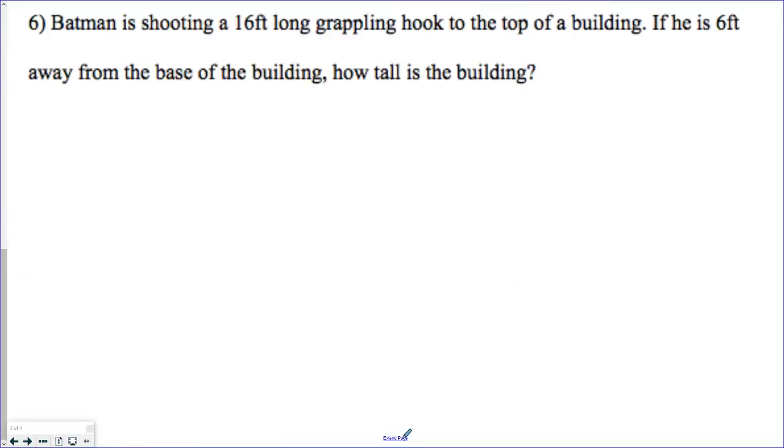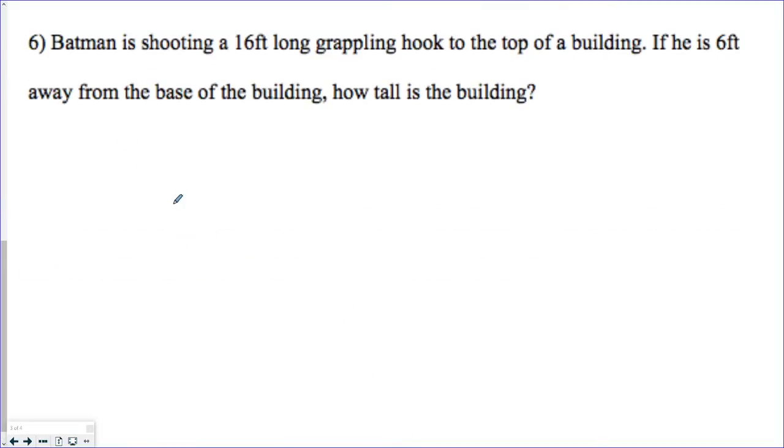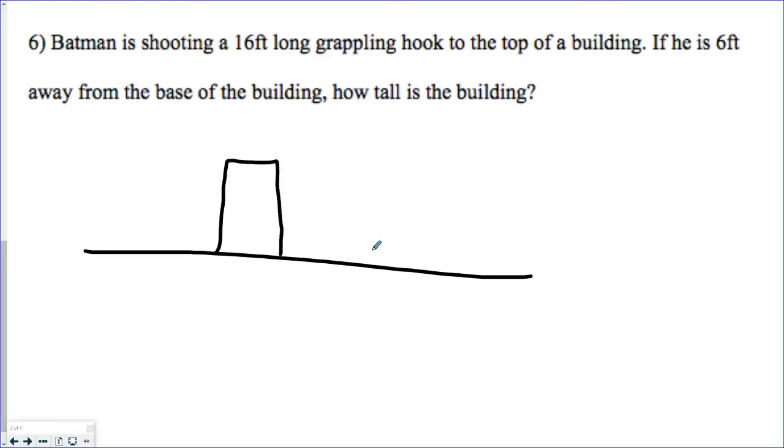Next one, again, is a word problem. We have Batman shooting a 16-foot long grappling hook to the top of a building. He's 6 feet away from the base. How tall is the building? So here's the ground. Here's the building. We'll have Batman over here, and he's firing a grappling hook to the top. So the grappling hook is 16 feet long. And it says he is 6 feet away from the base.